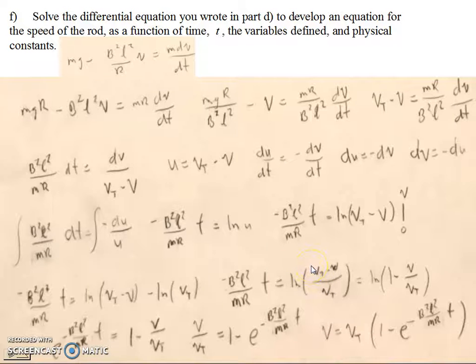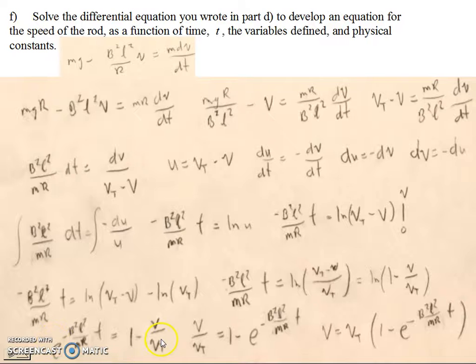Just to make it a little bit easier to look at, I just separated it out into the two fractions. Vt over Vt is 1. This is minus V over Vt. There's our usual solution here. And now we do e to this side equals this. So e to all this mess here, that's negative b squared L squared over mRt. That's this mess over here, equals 1 minus V over Vt.